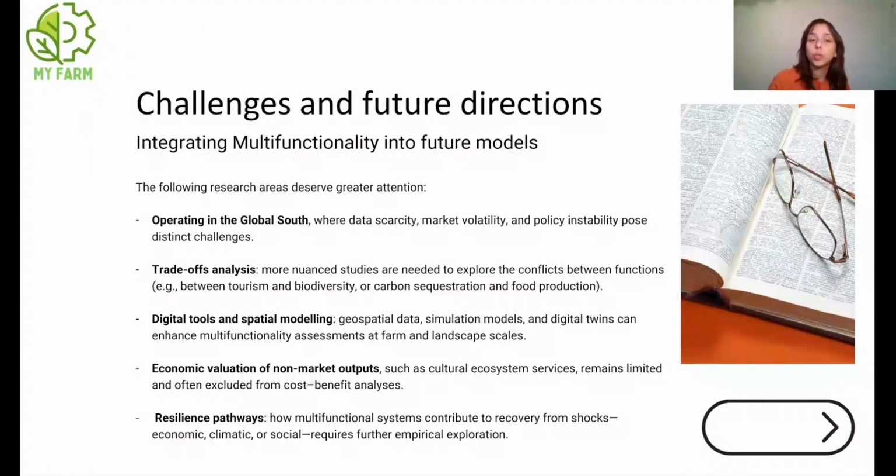Then digital tools and spatial modeling. Geospatial data, simulation models, and digital twins can enhance multifunctionality assessments at farm and landscape scale. Economic valuation of non-market outputs, such as cultural ecosystem services, remains limited and is often excluded from cost-benefit analysis. Also, resilience pathways. How multifunctional systems contribute to recovery from shocks, economic, climatic, or social, requires further empirical exploration.